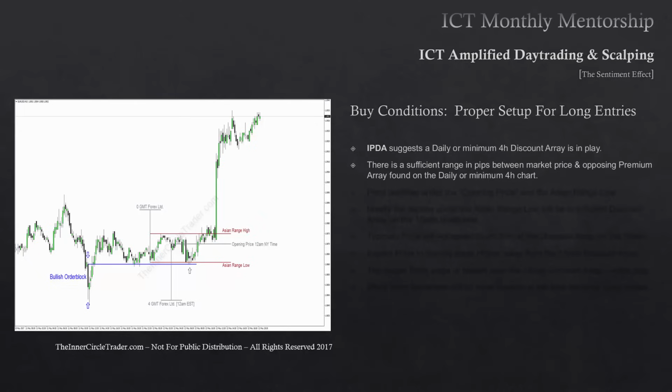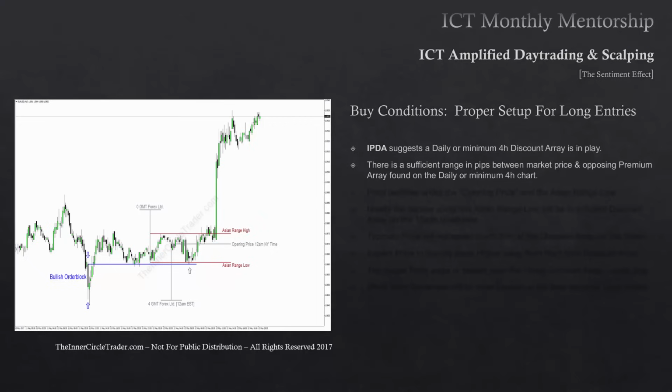There's a sufficient range in pips between market price and opposing premium array found on the daily and or minimum 4-hour chart. What am I suggesting here? Is there enough of a range for you to profit if you want to be a buyer today, based on the fact that we've traded down to a daily and or minimum 4-hour discount array? If we have done that, the stage is set for a potential buy or up close day.